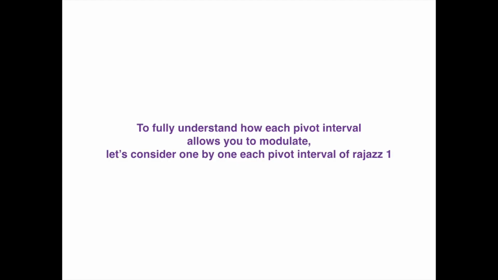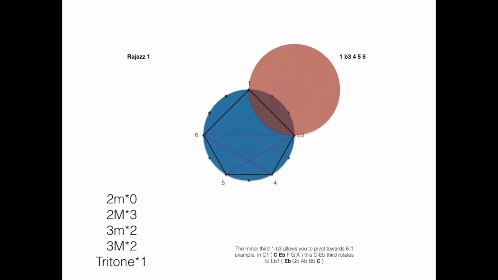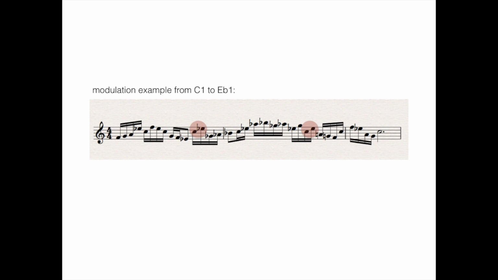To fully understand how each pivot interval allows you to modulate, let's consider one by one each pivot interval of Rajazz number 1. The minor third that we have between 1 and flat 3 allows us to pivot towards the minor third we can find between 6 and 1. For example, in C, the minor third between C and E flat allows us to rotate to Rajazz 1 in E flat, where you find C, E flat between 6 and 1. Here's an example.